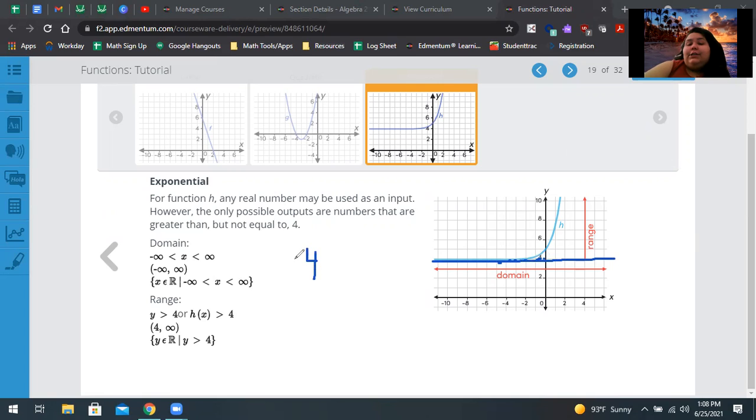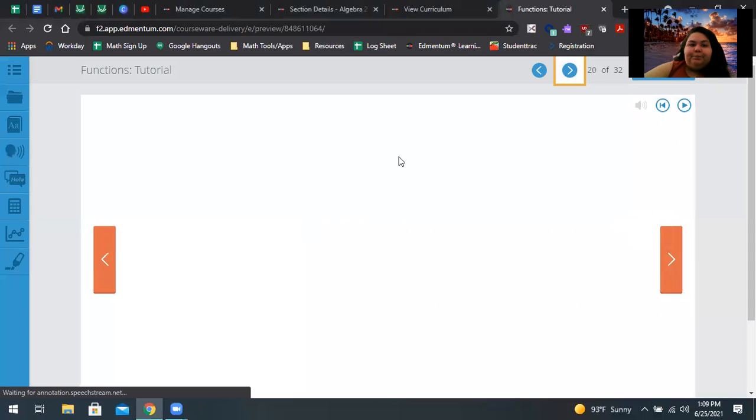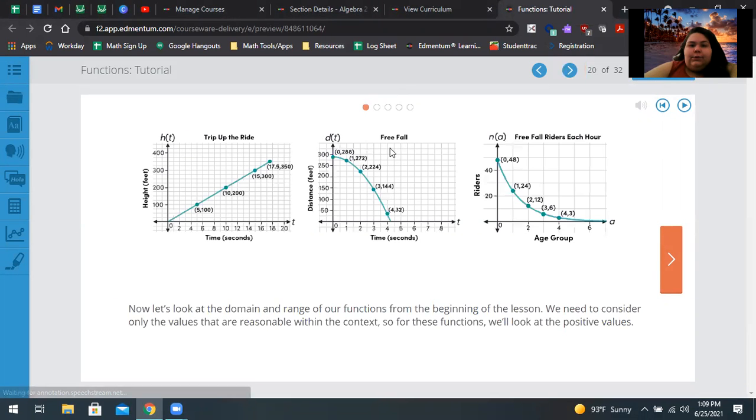Now remember, it cannot touch 4, so we're going to use a parentheses. And we know that it's going to spread going up forever, so then that is infinity. Again, this is for the range. The domain, actually the domain for all three examples that we saw, they're all from -infinity to infinity, or all real numbers. Moving on to slide 20. When it loads. There we go.